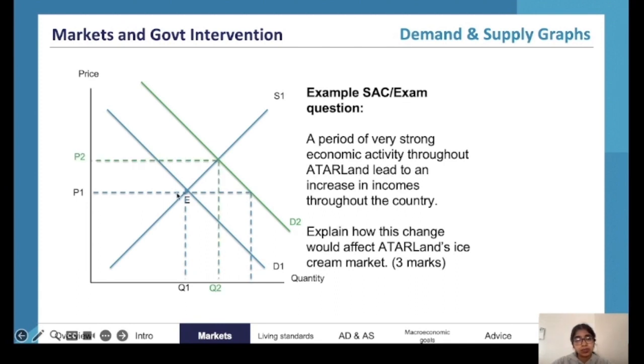Next, at the old equilibrium price, you can see the dotted line extended, there is a shortage. Supply is here, demand is here, there's a shortage. So suppliers decide to raise their prices up to P2 to counteract that shortage and make more profits. This results in a new equilibrium at a greater price and a higher quantity sold. That's pretty much what happens in the ice cream market.